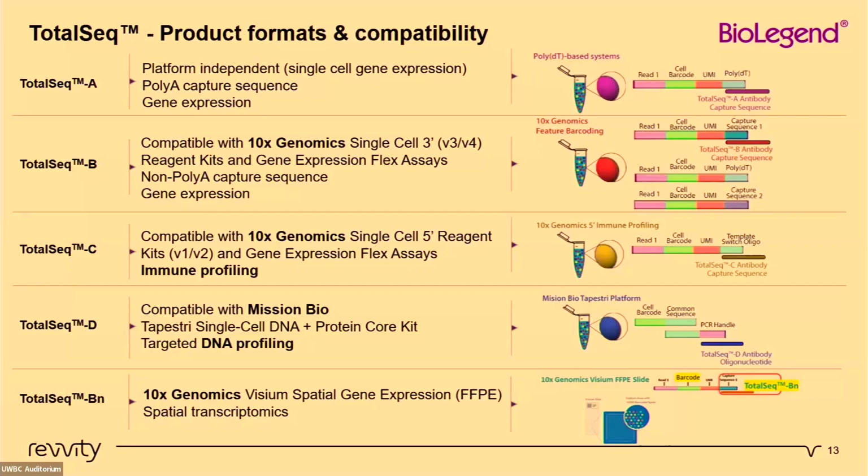Then we have our TotalSeq D antibodies, which are compatible with Mission Bio for single-cell DNA and protein. You guys don't have one of those, do you? Okay, I think I might have heard rumblings about it, but anyways, forget about those for now, unless you want to do some single-cell DNA, in which case we can certainly talk about it. And then our TotalSeq BN are compatible with the 10x Genomics Visium spatial gene expression on FFPE samples. So that's for spatial transcriptomics, not going to talk about those today. We won't have time, but if you are interested in that, definitely ping us, please.